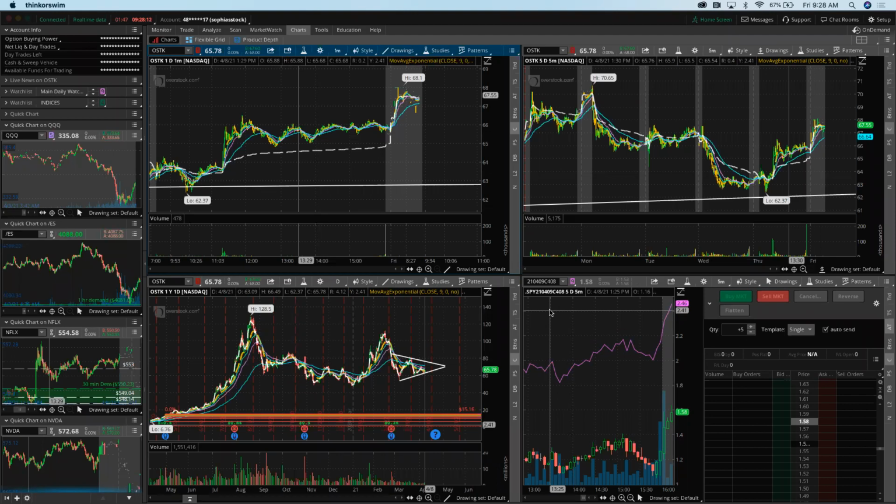So it might have some weight to it. It also looks a little bit like a cup and handle type formation too. But we'll see what happens with it. This is one of those kind of interesting setups that caught my eye.